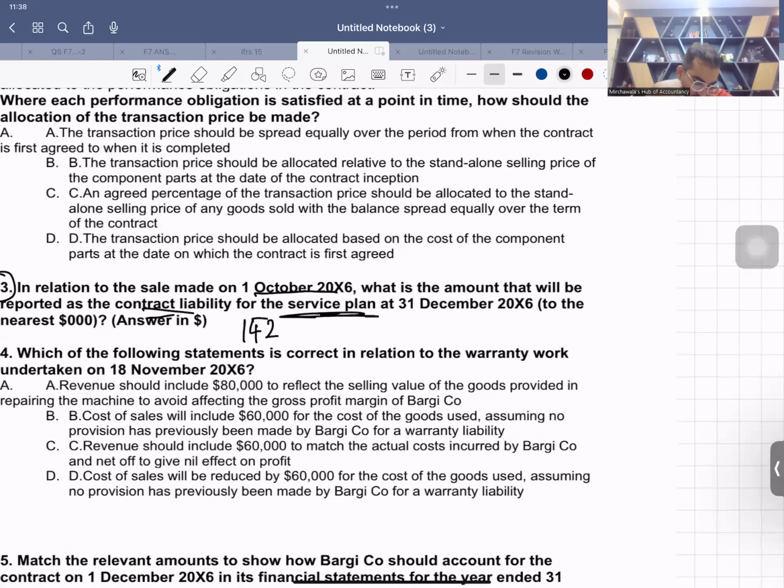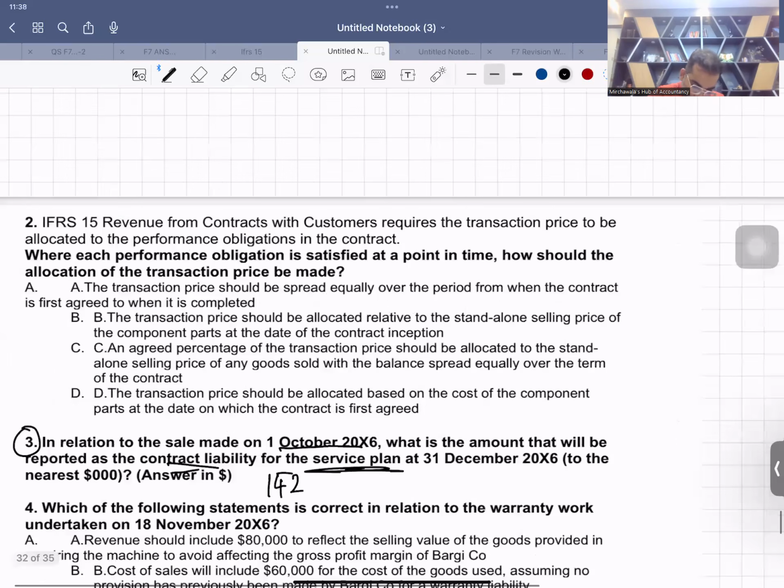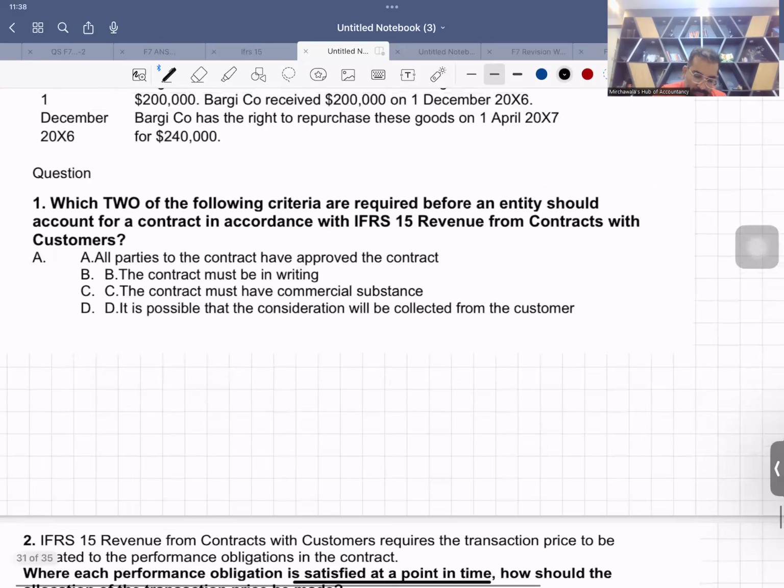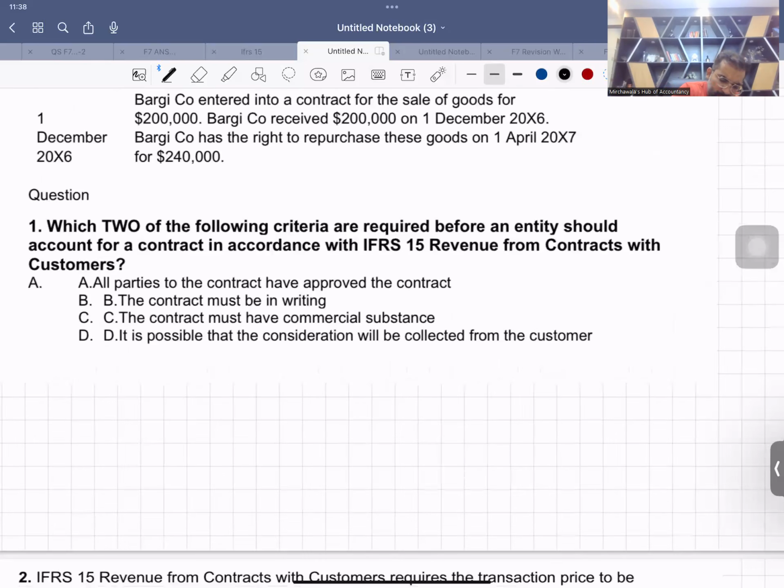Okay, I have explained this already. Now the next thing. Which two of the following criteria are required before an entity should account for a contract in accordance with IFRS 15? This is related to stage 1. And what is the name of stage 1? Stage 1 means identification of the contract. And hope you remember the class.